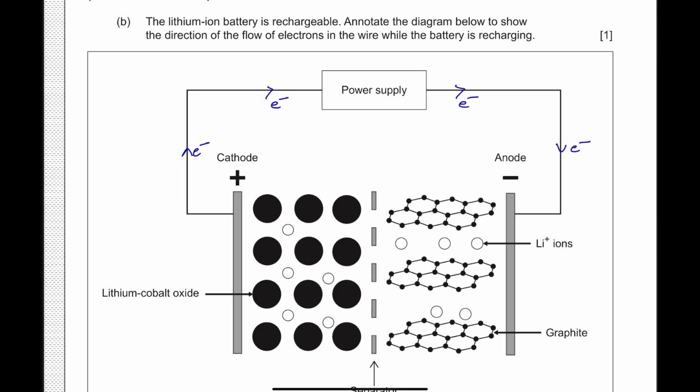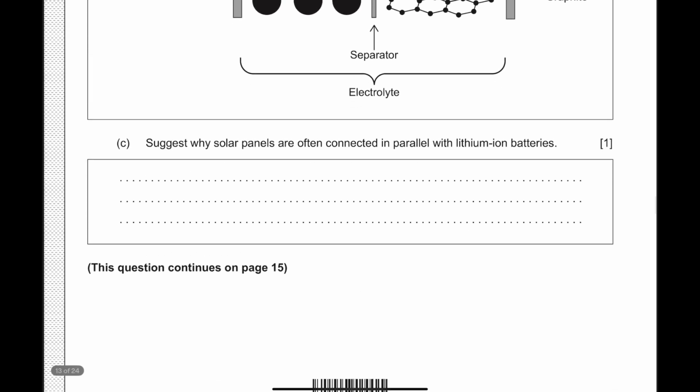Done. Suggest why solar panels are often connected with lithium-ion batteries. Basically, the electricity generated in the solar panels can be used to recharge these lithium-ion batteries, right?